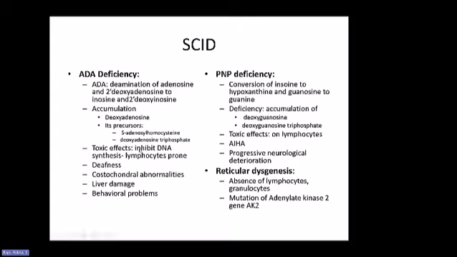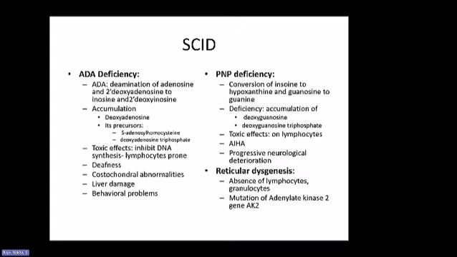PNP, as I mentioned, another enzyme, helps in conversion of inosine to hypoxanthine and guanosine to guanine. So deficiency causes accumulation of deoxyguanosine and deoxyguanosine triphosphate. Again, it has toxic effects on lymphocytes. It will cause progressive neurological deterioration. It can also cause hemolytic anemia and SCID, right? So these are enzyme deficiencies.